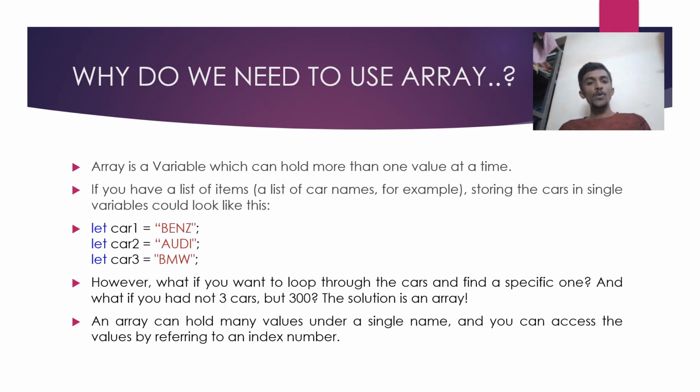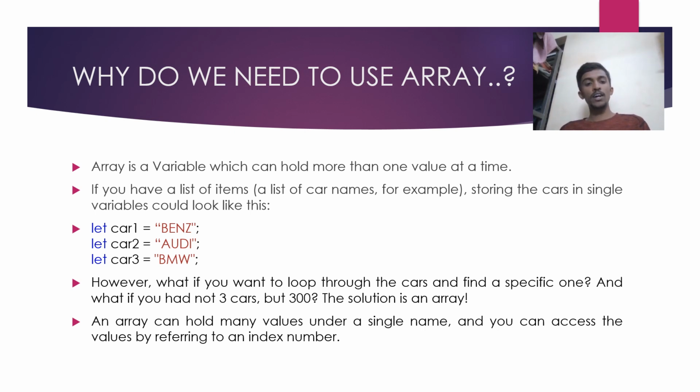Now why do we need to use an array? An array is a variable which can hold more than one value at a time. If you have a list of items, for example car names, storing the cars in single variables could look like this: let car1 equal to Benz, car2 equal to Audi, car3 equal to BMW. However, what if you want to loop through the cars and find a specific one? And what if you had not 3 cars but 300? The solution is an array.